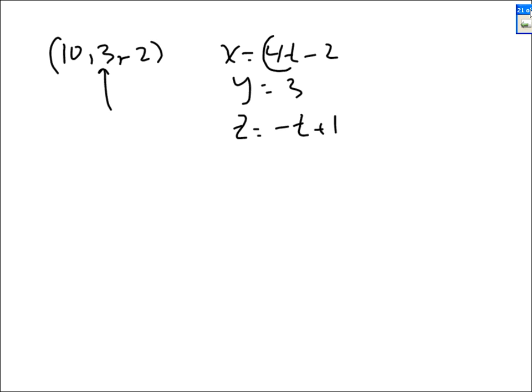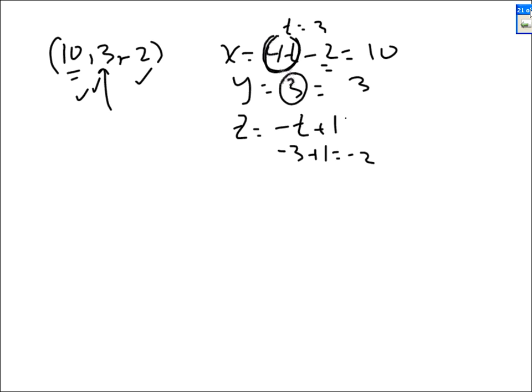If this were 12, 12 minus 2 is 10. Well, this is 12 when t is 3. When t is 3, I get negative 2 for z. All 3 coordinates matched when t was 3. When t is 3, 4 times 3 is 12, minus 2 is 10. When t is 3, y is 3. When t is 3, negative 3 plus 1 is negative 2. That is the point.